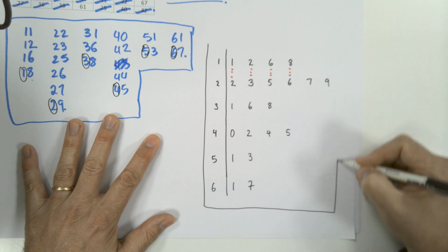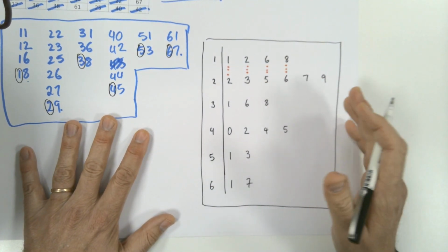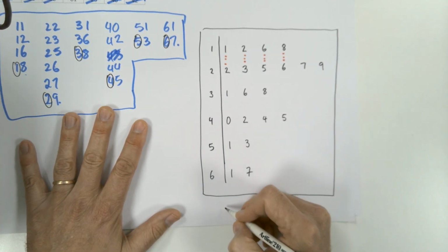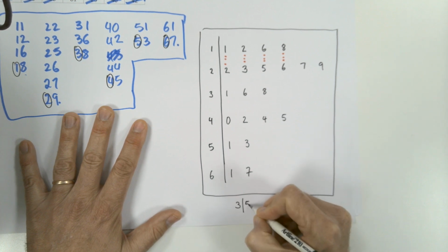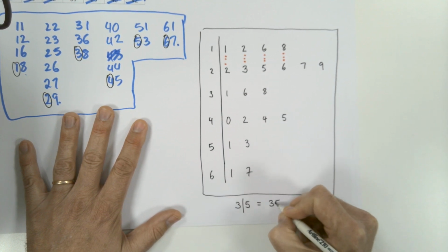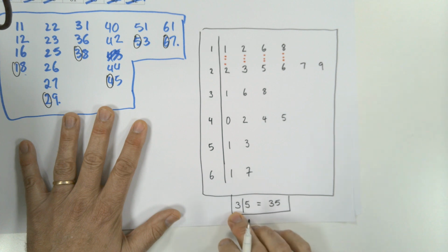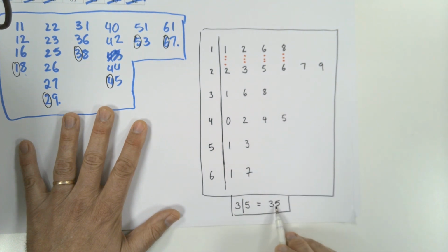There's one more thing it needs. If you are doing this in the test, you do that, but then you put somewhere a little legend that says something like this: 3, 5 equals 35. That just tells the reader how to read this thing. So if you have 3/5, that means 35, not 3.5.